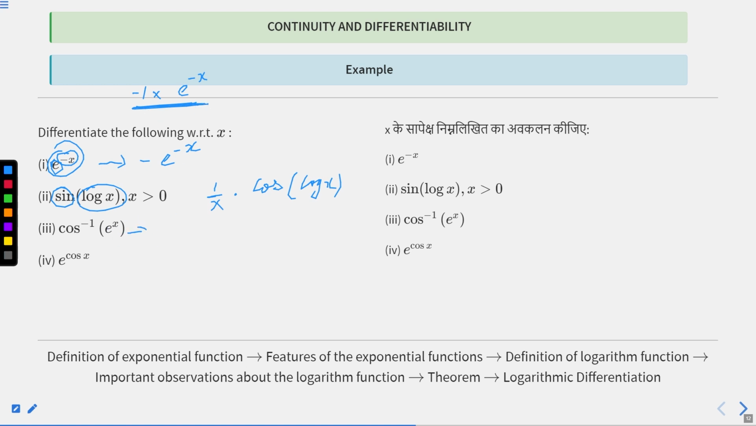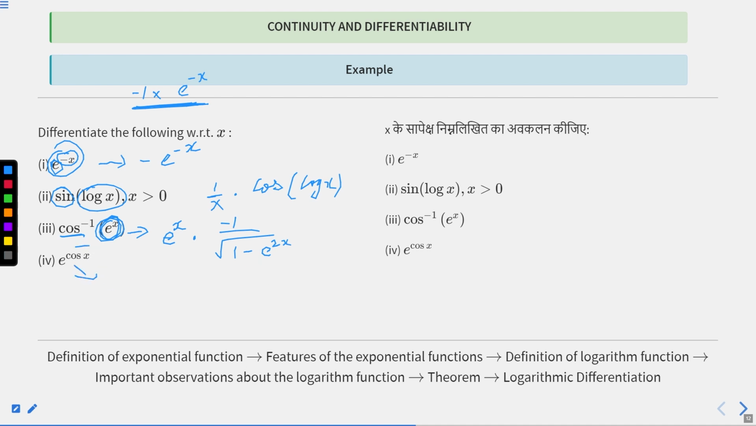Now the same thing will happen. Use this derivative directly. The derivative is e of x, just e of x. Now multiply with the outer derivative, which is cos inverse x, which will be minus 1 by root 1 minus x square. What is x square? The inside thing is e of x whole square, meaning e power 2x.